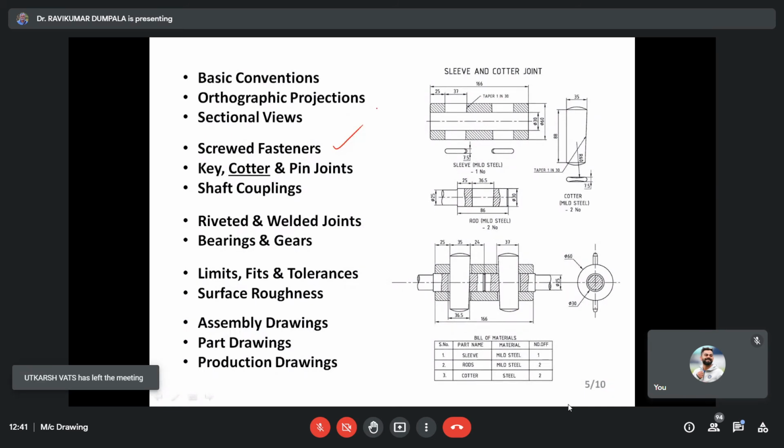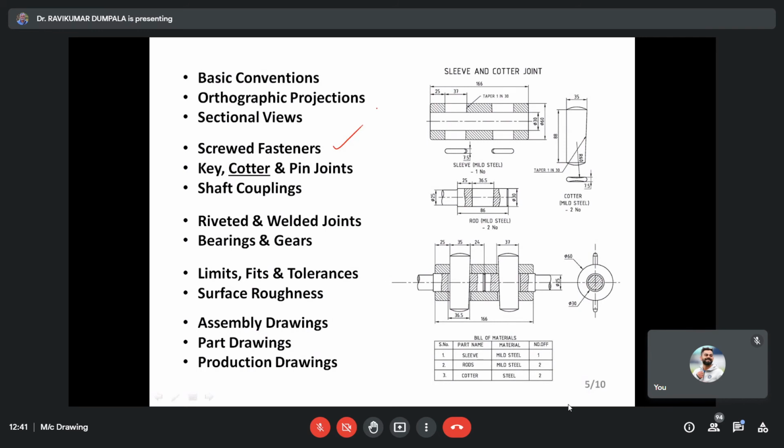Then gears, bearings and gates. Mostly we'll be discussing standard representation drawing, because we cannot draw the complete gear; we just represent it with some convention. Bearings are the same: how to represent them.